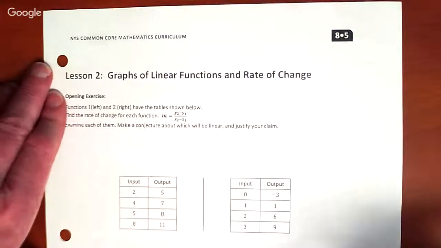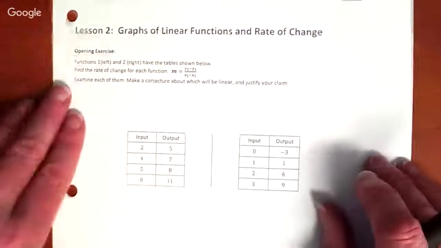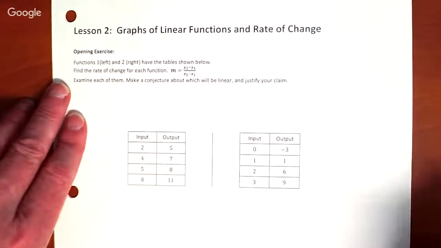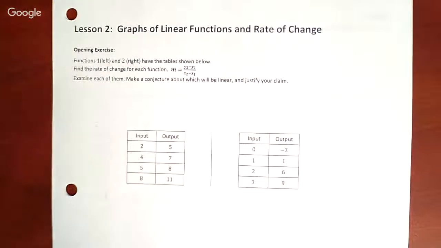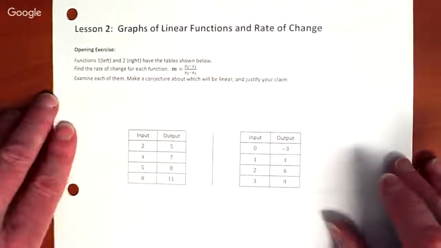Okay, this is lesson 2, graphs of linear functions and rate of change. The functions on the left, number 1 and number 2, have tables shown below. Find the rate of change for each function and examine each of them. Make a conjecture about which will be linear and justify your claim.